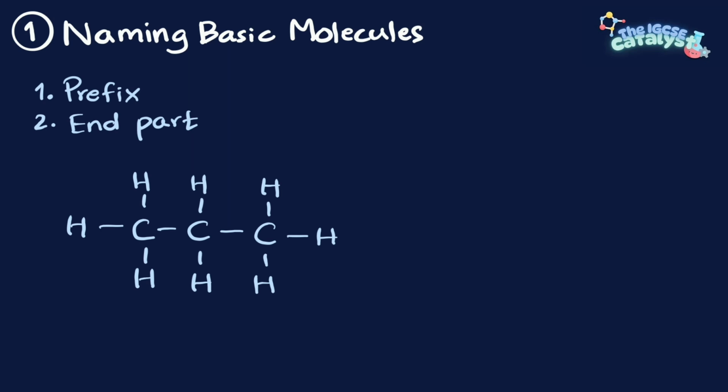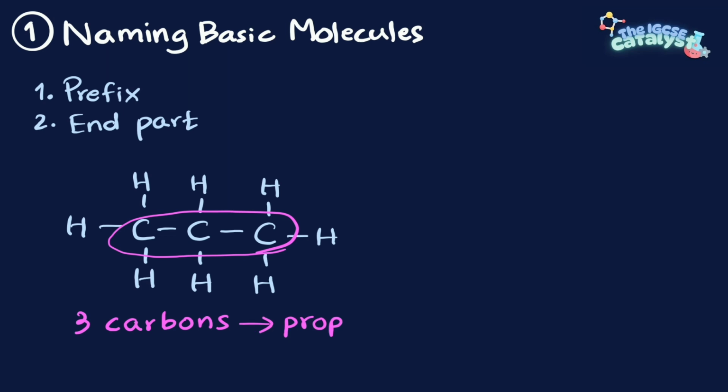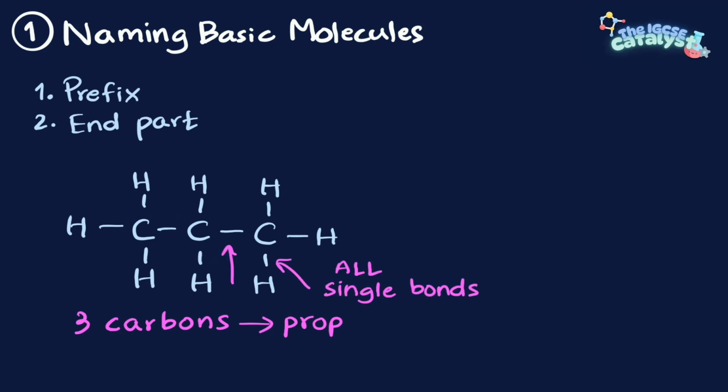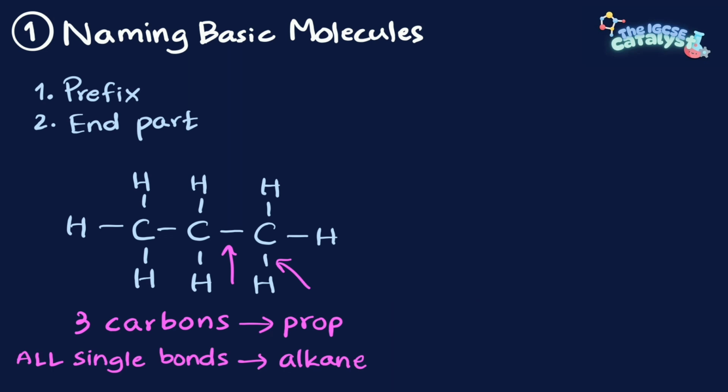Suppose we have this molecule here. The first step is to count the total number of carbon atoms. Here we have 3 carbon atoms. So what's the prefix for 3 carbon? Yes, it's prop. Next, we will look at the type of bond present between the atoms. Here all the bonds are single bonds, so this is an alkane. An alkane that contains 3 carbons will be called propane.